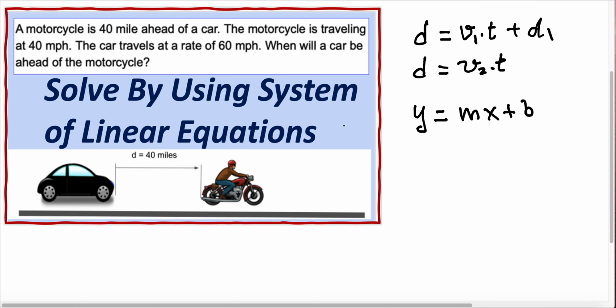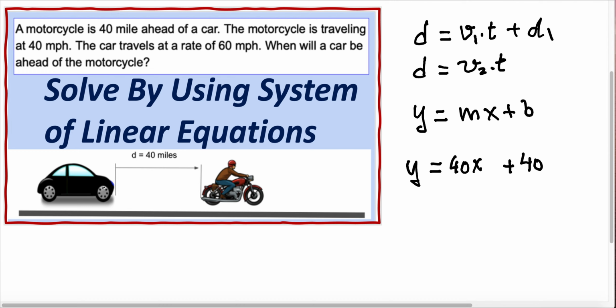And now we want to create the equation for the motorcycle. If we want to create the linear equation for the motorcycle, we look at this information here. So the 40 miles is going to be the y-intercept, because this is the distance, d1, what we wrote here. And m is the rate. The speed is 40 miles per hour. So we can write 40 miles per hour as 40x.